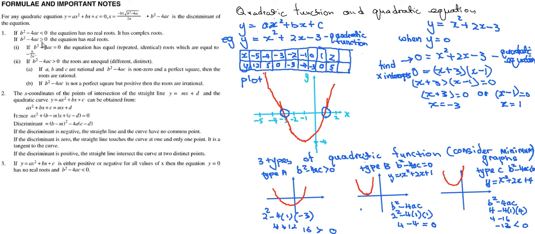Now, take the case when b squared minus 4ac is bigger than 0. You notice that the roots are unequal, they are distinct. Distinct means they are real roots, they are not complex roots. Complex roots, teacher will come to you later. So they are unequal, for example, here minus 3 and 1. They are two different roots. Now this one we will come to later.